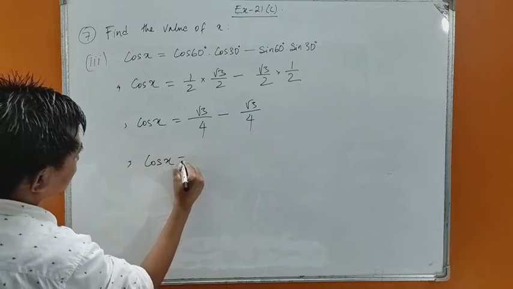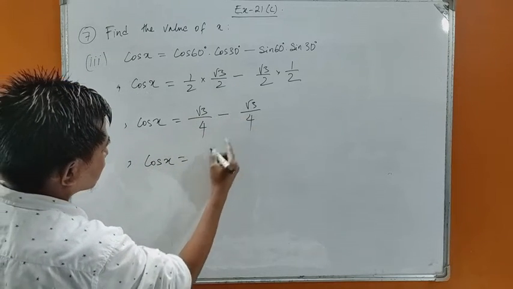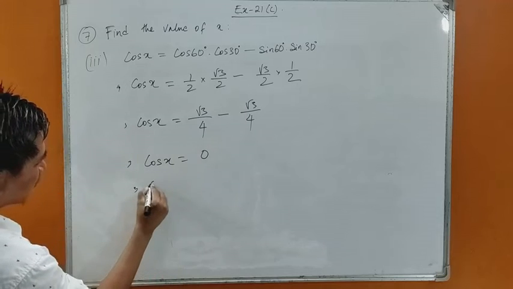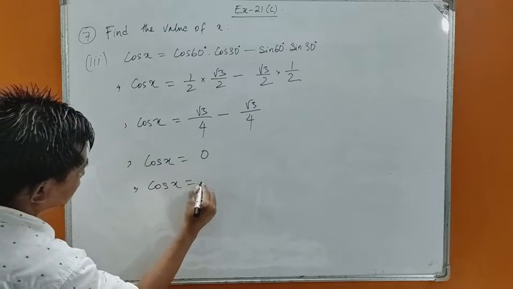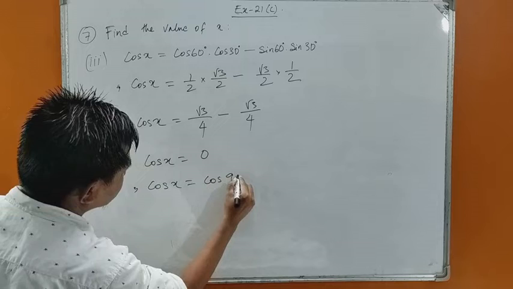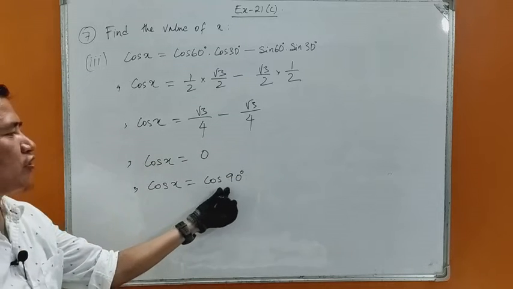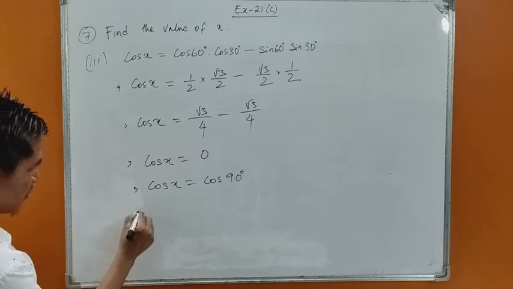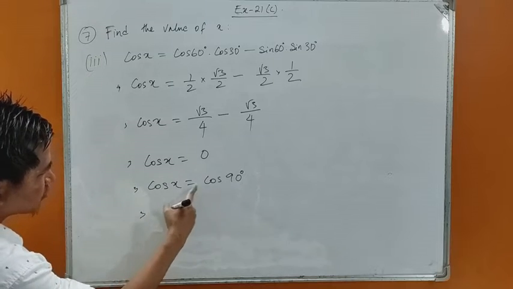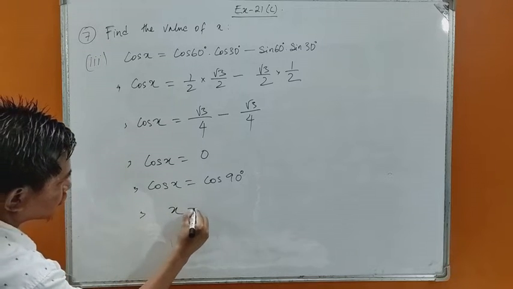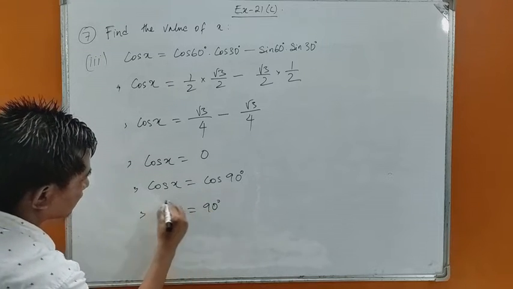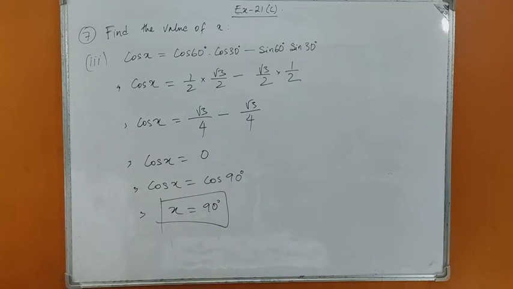So cos x equals root 3 by 4 minus root 3 by 4, which is 0, or cos x equals cos 90 degrees, isn't it? The value of cos 90 is 0, okay? Leaving cos from both the sides, x equals 90 degrees. So the value of x is 90 degrees.